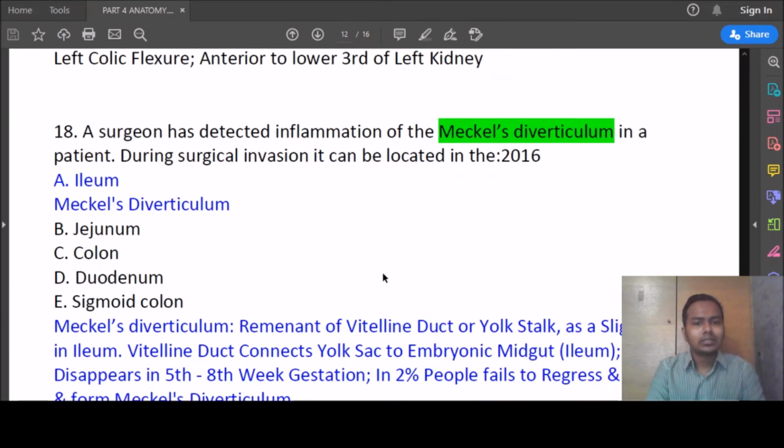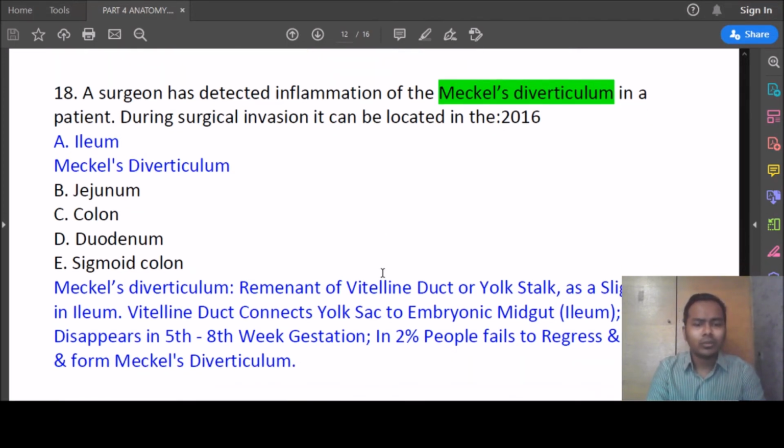A surgeon has detected inflammation of a Meckel's diverticulum in a patient. During surgical intervention, Meckel's diverticulum is present in the ileum, which is a remnant of the vitelline duct, or yolk stalk, seen as a slight bulge in the ileum.